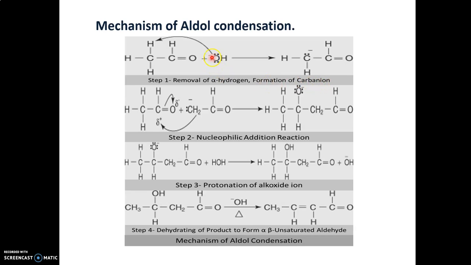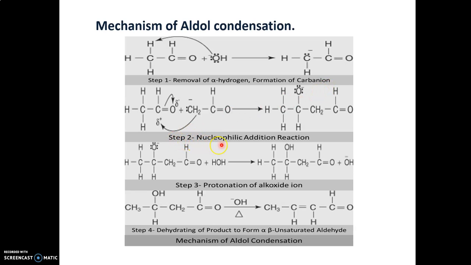The hydroxide ion, which is formed from the base, deprotonates, that is, it removes an alpha hydrogen from the first aldehyde to give the carbanion. This carbanion gets stabilized by the resonance phenomenon. So this is the first step, the removal of alpha hydrogen and formation of carbanion.